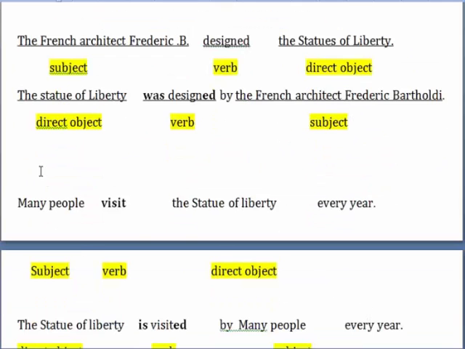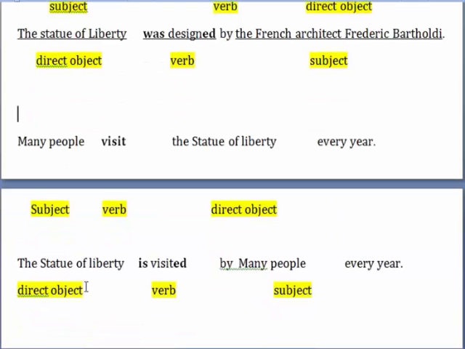Next sentence. Many people visit the Statue of Liberty every year. This is the subject, this is the verb, and this is the direct object. The verb here is conjugated in the present simple tense. I want to turn this sentence into passive voice. I will start with the Statue of Liberty, the direct object, and I add the auxiliary to be in the same tense of the verb. Now the verb is in the present simple tense, so I conjugate the auxiliary to be in the present simple tense: is, plus the past participle of the verb, visited, by many people every year.